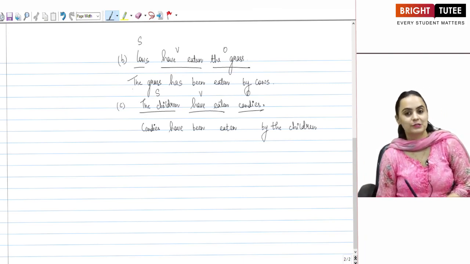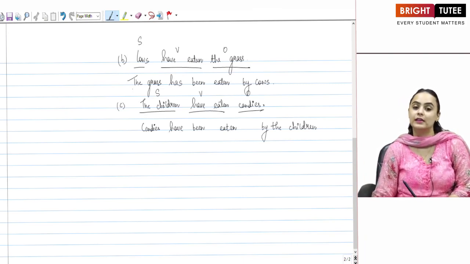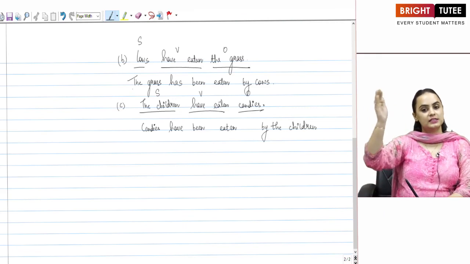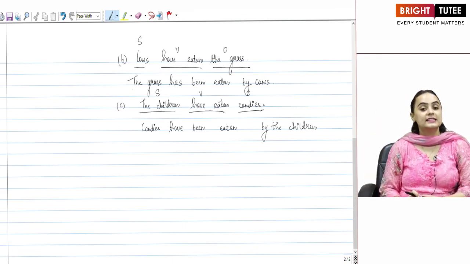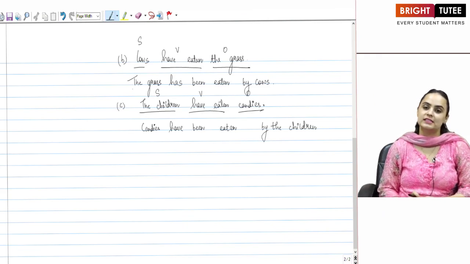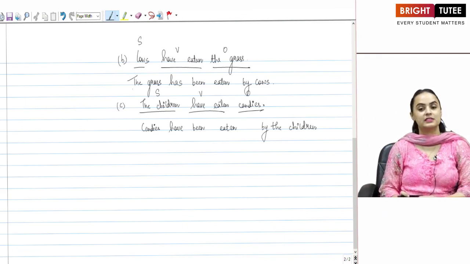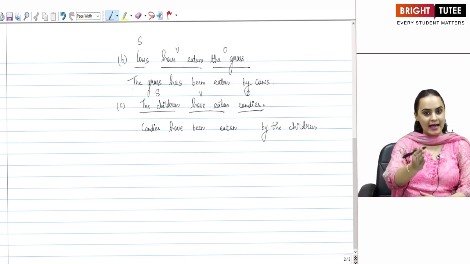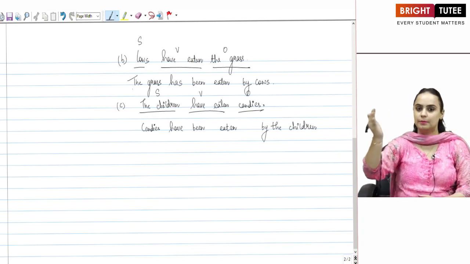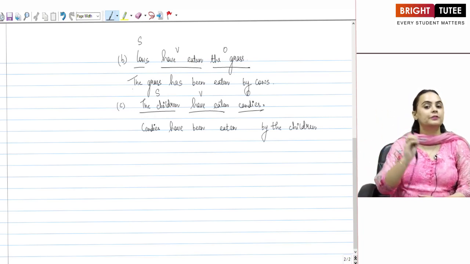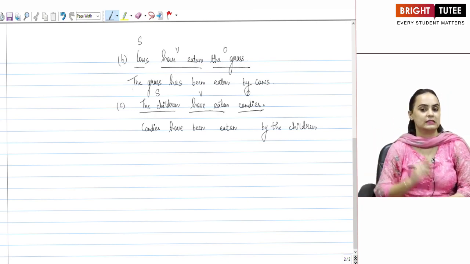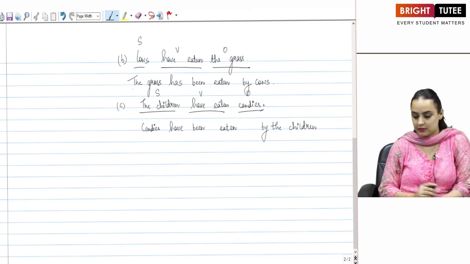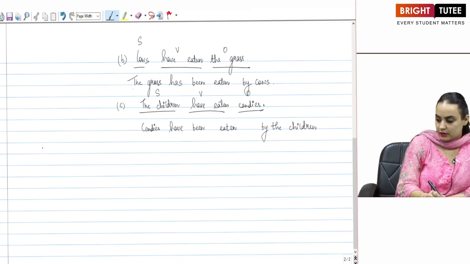So, in present perfect tense again, my rule is changing the subject to object, object to subject, then deciding whether the subject is singular or plural. If it is singular, then we add has plus been plus third form of the verb. And if it is plural, we add have plus been plus third form of the verb. Right? Let us move on to the next rule, which is of simple past.